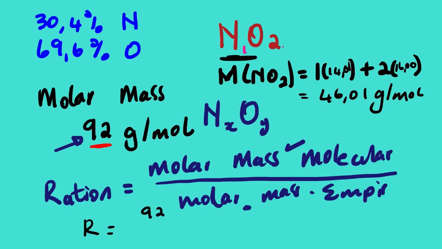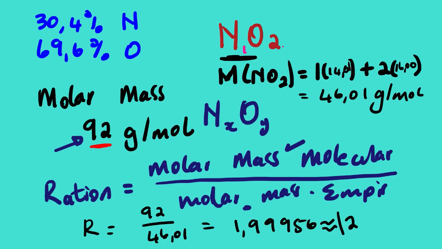So R is equal to the molar mass, which is 92, over the molar mass of the empirical formula, which is 46.01. We get 1.99956, which rounds off to the nearest whole number, 2. So this is the number that we are going to multiply our empirical formula by to find the molecular formula.